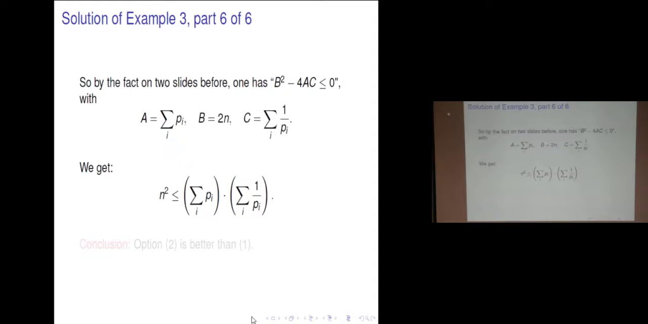So the conclusion is option 2 is better than option 1, because this number is bigger than or equal to n squared. So this is the solution. The solution uses some mathematical facts, and in the end we get the result. Any questions? Is this okay?